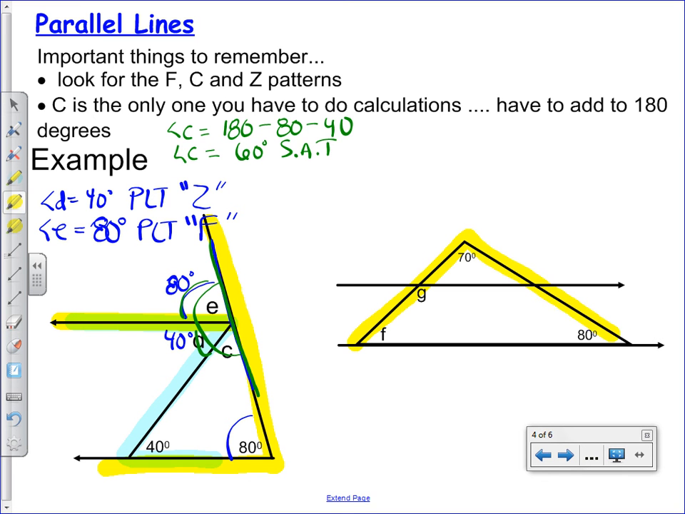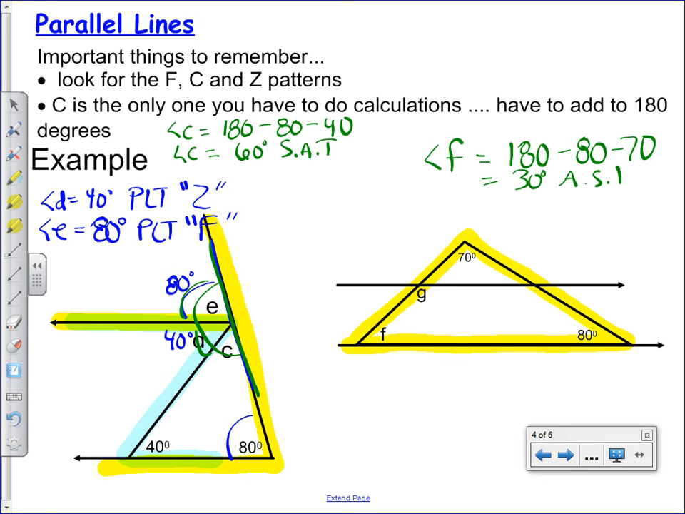It's a triangle. I know two angles inside this triangle. So when I figure out angle F, I do 180 minus 80 minus 70, which leaves me with 30 degrees from my ASTT. Again, put the angle measurements in the picture. Now I need to figure out G. How am I going to figure out G?